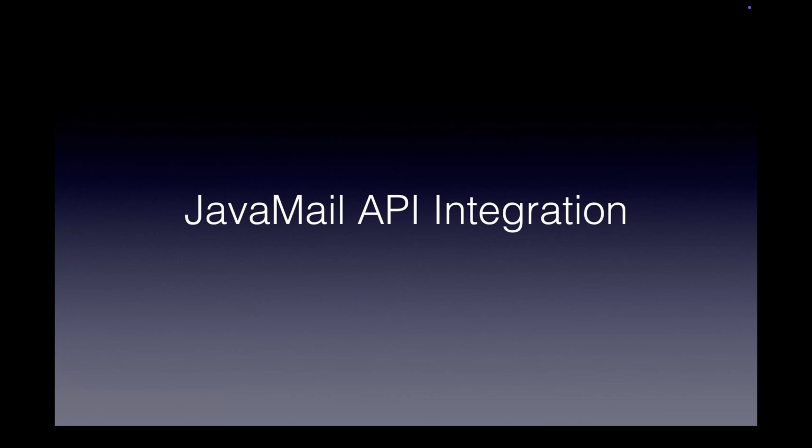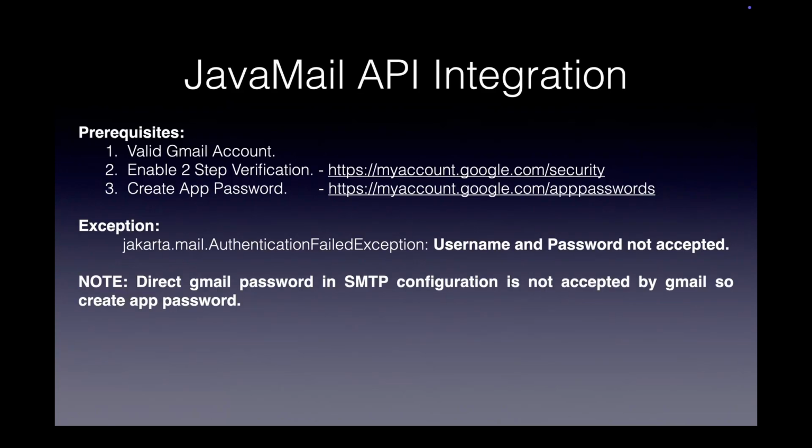Similar functionality we can also achieve in a Java application using the JavaMail API. Today we are going to discuss how to integrate the JavaMail API in a Java application and trigger emails. Before starting the coding part, let's discuss a few prerequisites to integrate the JavaMail API.